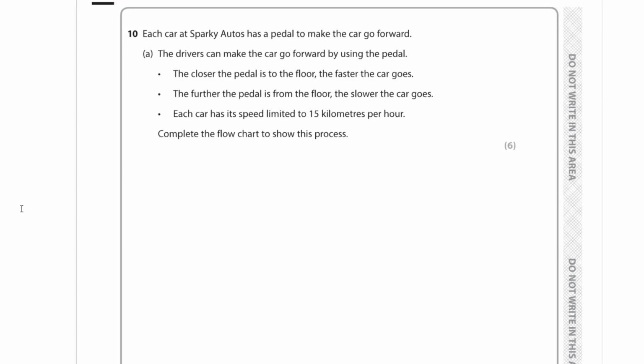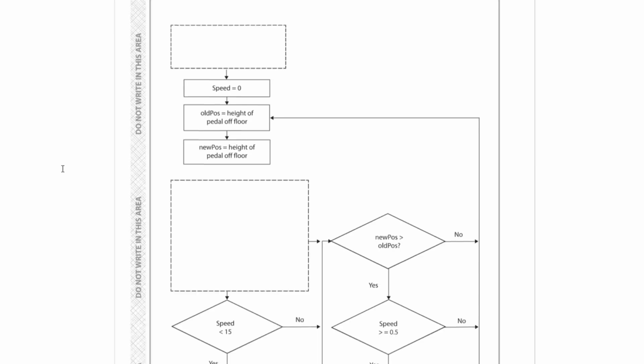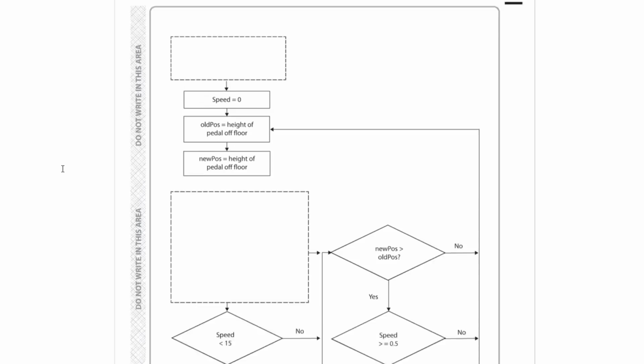Question 10 is a 6 marker. So each car has a pedal to make it go forward. The closer the pedal is to the floor, the faster the car goes. The further the pedal is from the floor, the slower the car goes. Each car has its speed limited to 15 kilometers per hour. And we're going to complete the flowchart over here. So a relatively complex flowchart, I suppose. It's all relative, of course.